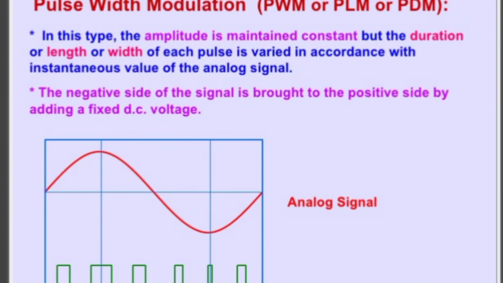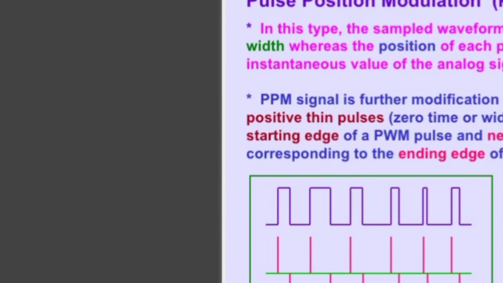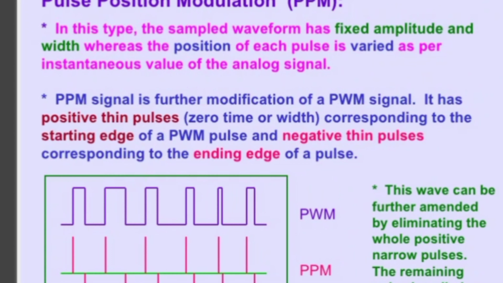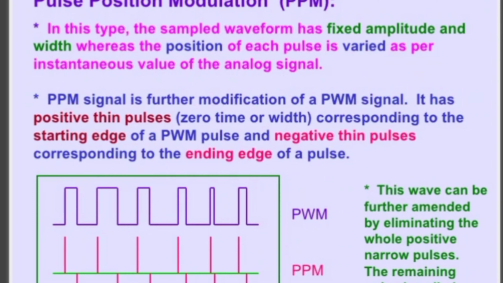The negative side of the signal is brought to the positive side by adding a fixed DC voltage, that we have to remember. Coming to pulse position modulation, PPM. In this type, the sampled waveform has fixed amplitude and width, whereas the position of each pulse is varied as per the instantaneous value of the analog signal. In pulse position modulation, we keep the amplitude fixed, but the position of the pulse is varied as per the instantaneous value of the analog signal.